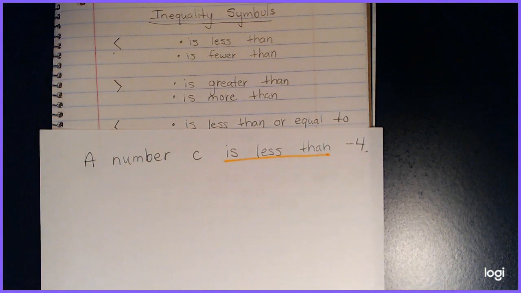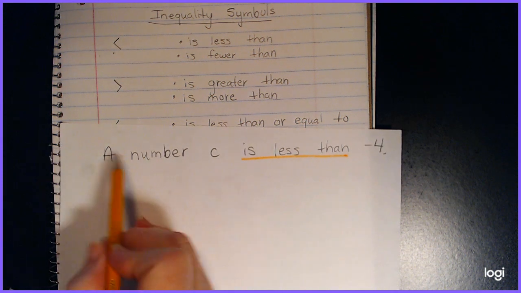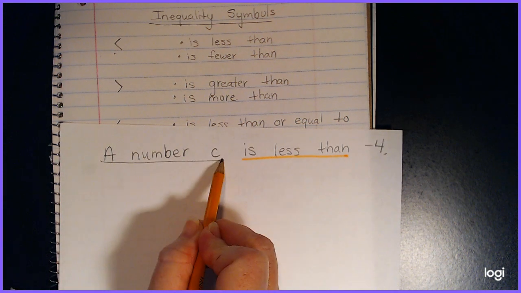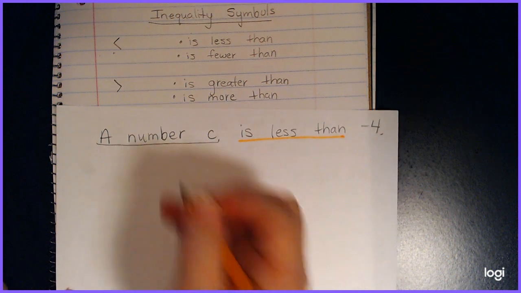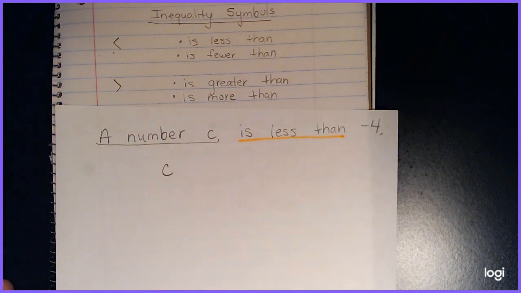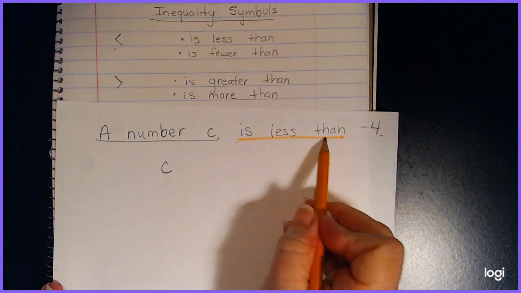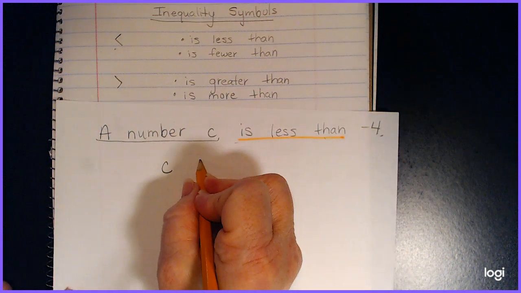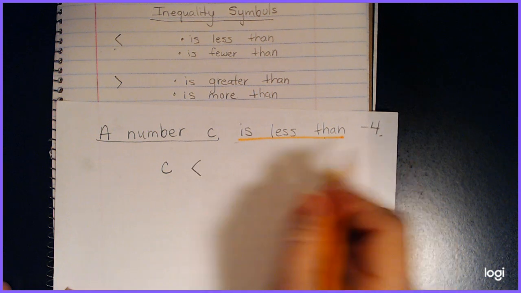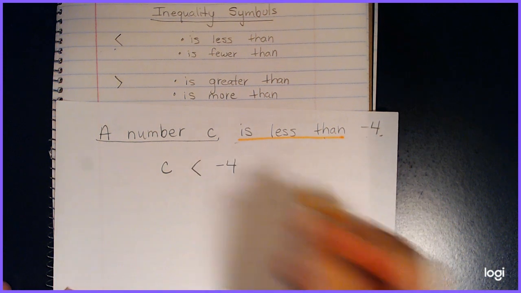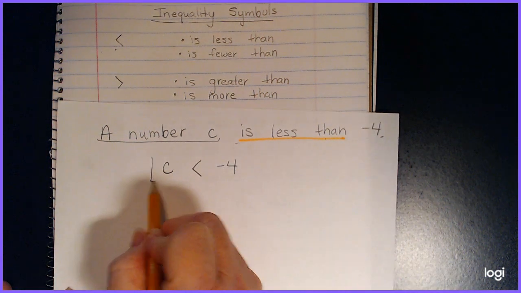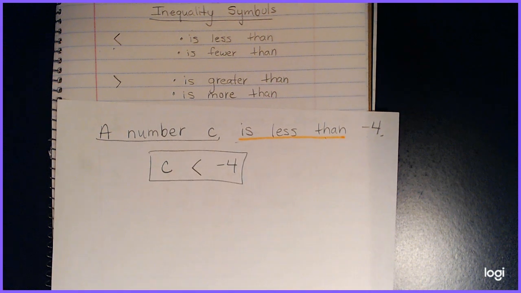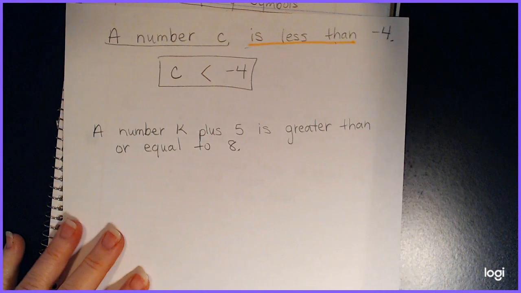So if I wanted to write this as an inequality, I would break this into parts. Here's the first part, a number C. Well, I think I know what that is. That would be this, a number C. Is less than, well, according to my notes up here, is less than goes like this. And the last thing is -4. So here would be my inequality. Okay, let's try another one. All right, so there we go. I got that on there now.